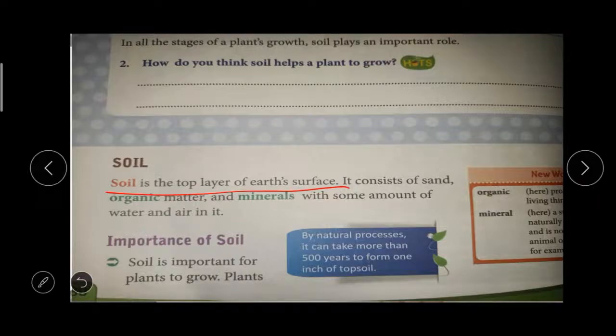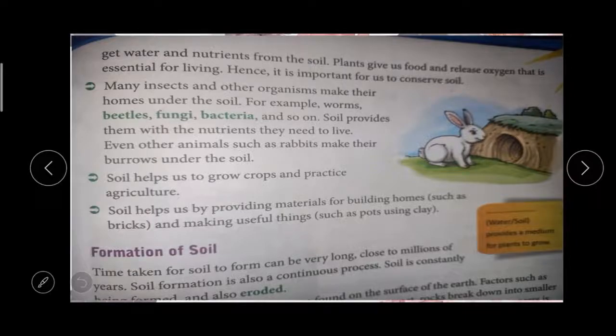There are some importance of the soil. First, it is important for plants to grow, right? For the plants to grow, soil is very important. Plants absorb water and nutrients from the soil. Plants give us food and oxygen. That oxygen is essential for our living, so it is very important to conserve the soil. It is important to protect our soil.